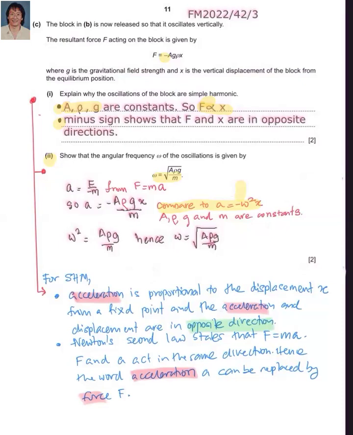So therefore, your a equals F over m. Substituting F as minus A rho G x into this formula will give you a equals minus A rho G x divided by m. A, rho, G, and m are constants, and it is equal to omega squared. Therefore, omega squared equals A rho G divided by m. So from here, your omega equals the square root of A rho G divided by m. And these are the things you need to understand about simple harmonic motion in order to do this question.